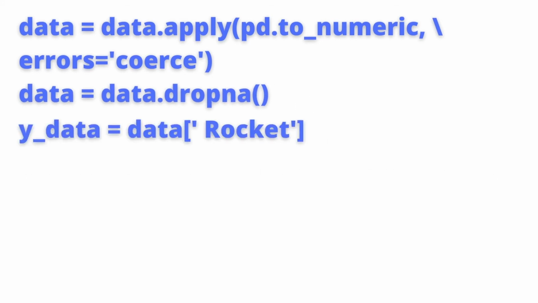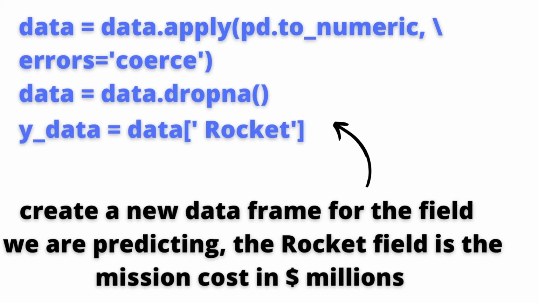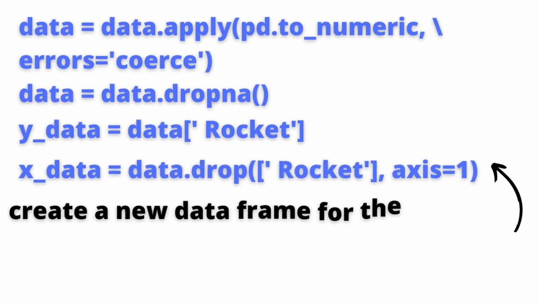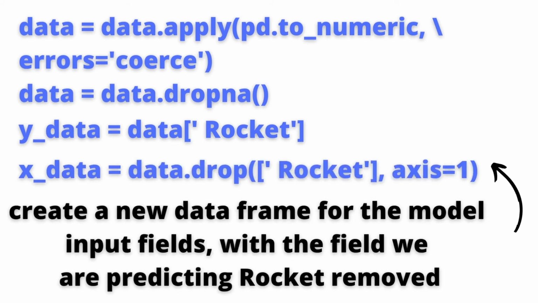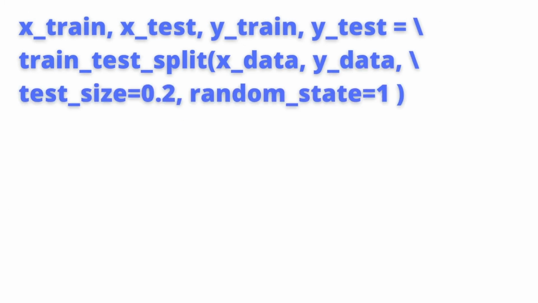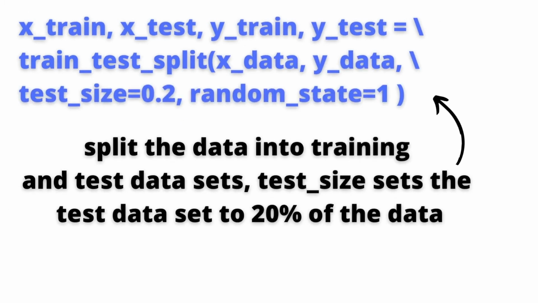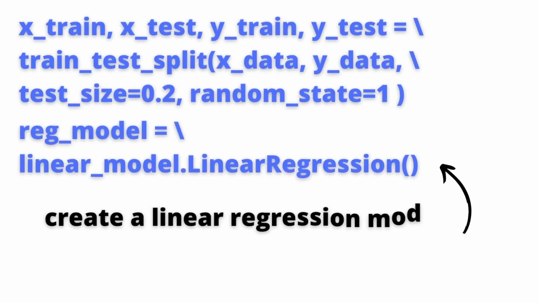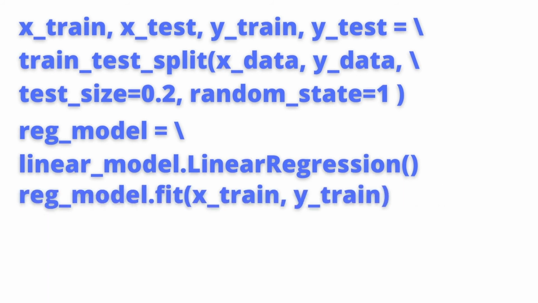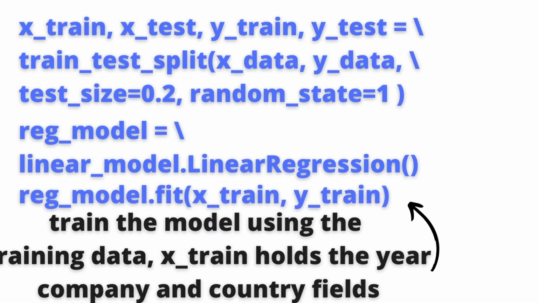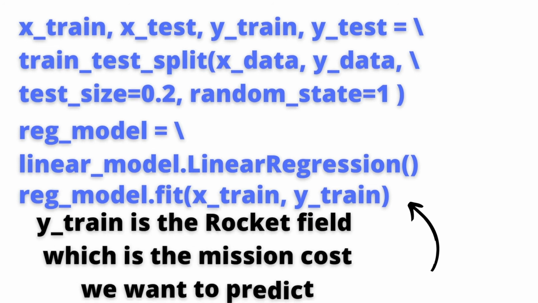We create a new data frame to hold the rocket mission cost, which is the variable we are predicting. We also create a new data frame to hold purely the model inputs. We split the data into a training and test data set. We create a linear regression model object instance. We train the model using the training data. Xtrain holds the year, company and country fields. Ytrain is the rocket field, which is the mission cost we want to predict.